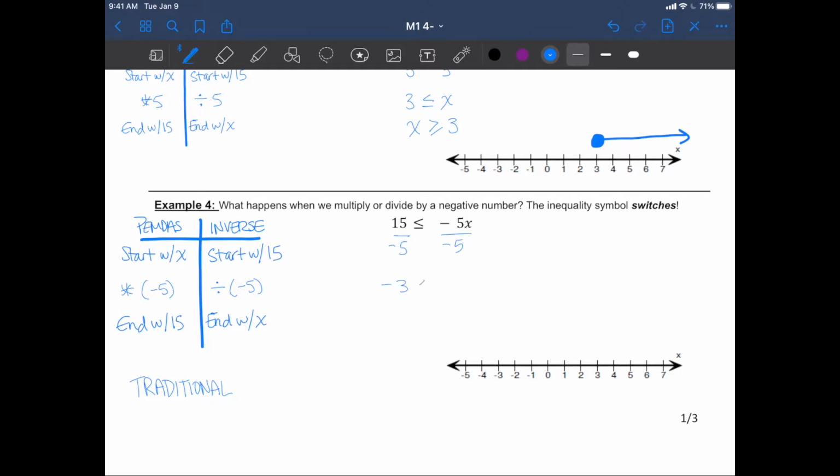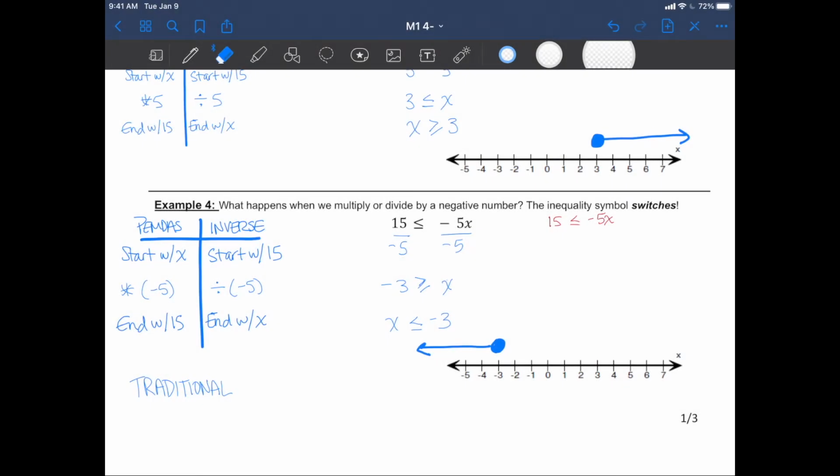I get negative 3 is greater than or equal to x. And then I'm going to rearrange so that x comes first. The negative 3 is what's larger. So now I'm going to graph negative 3. And all x values are less than or equal to that. So that means I'm pointing this way.